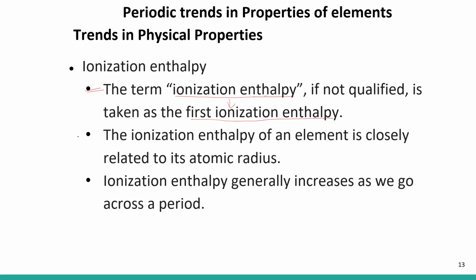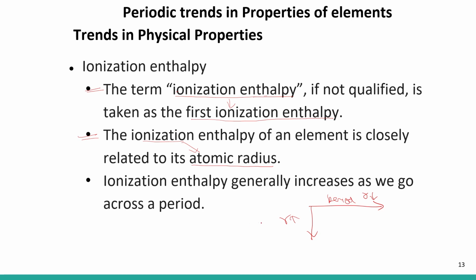One important thing is that the ionization enthalpy is related to the atomic radii. And how is it so? We can see it in the periodic trend. If you remember from the previous slide, on moving across the period, the atomic radii decreases. I am representing atomic radii by R, so it decreases. And if we move down a group, then the atomic radii increases.